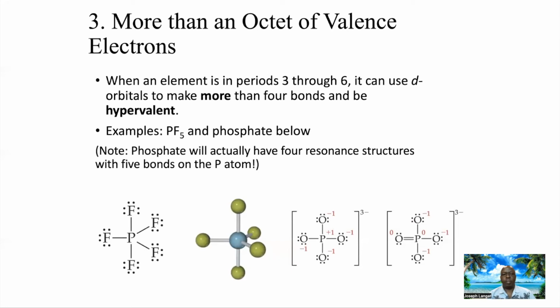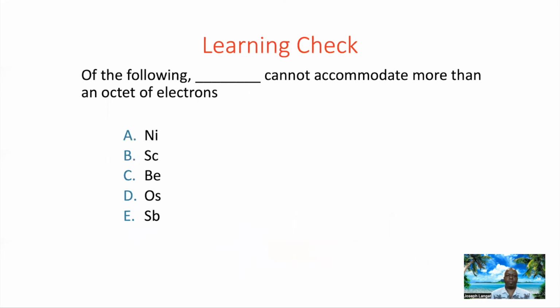Now, the last exception to the octet rule is when you have more than an octet of valence electrons. In this case, row 3 and below, they have this sublevel. We can take up to 10 electrons. Therefore, it can accommodate more. We say those are hypervalent molecules. All right, hypervalent molecules. So read those 3 exceptions.